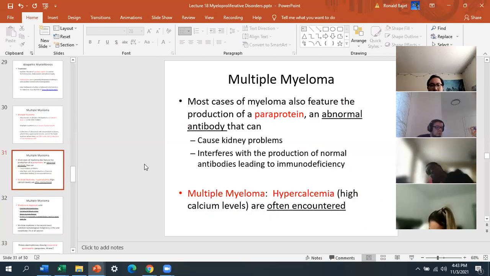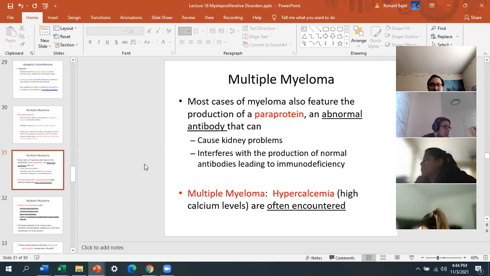One thing to note that's characteristic of multiple myeloma, and you need to know this, is the paraprotein. Each disease or each cancer has unique cells or unique characteristics. Like CML is the Philadelphia chromosome. I guess CLL could be the presence of an artifact like basket cells or smudge cells. Well, multiple myeloma is the paraprotein.